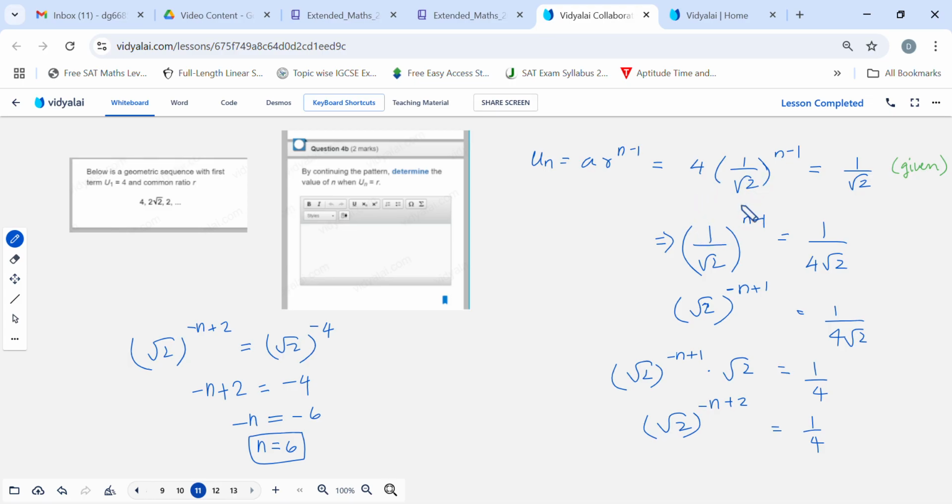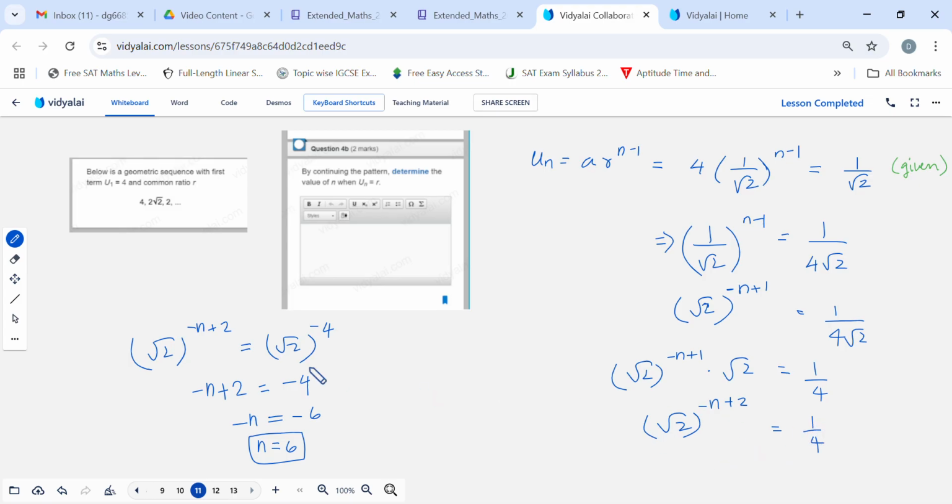So we know that (1 by root 2)^(n-1) is 1 by 4, and the 4 will come to this side, giving 4 root 2. Now this is the same as root 2 to the power negative of (n - 1), which is minus n plus 1, equal to 1 by 4 root 2. Taking root 2 here and simplifying the left side, we'll get root 2 raised to the power minus n plus 2 is equal to 1 by 4.